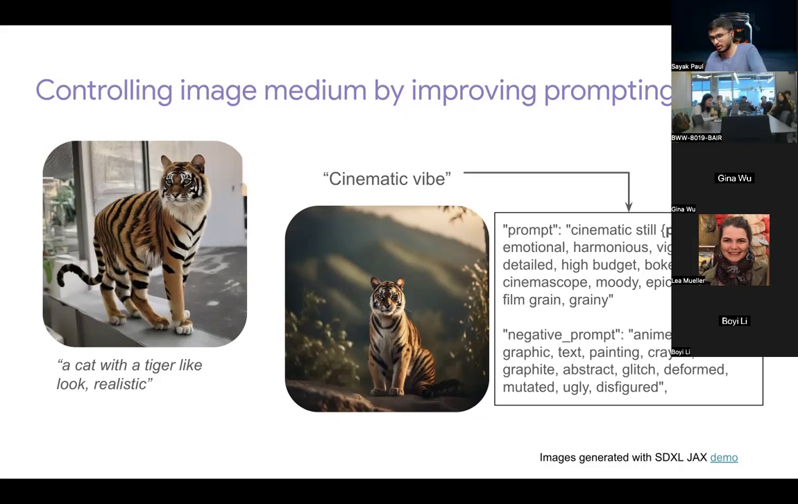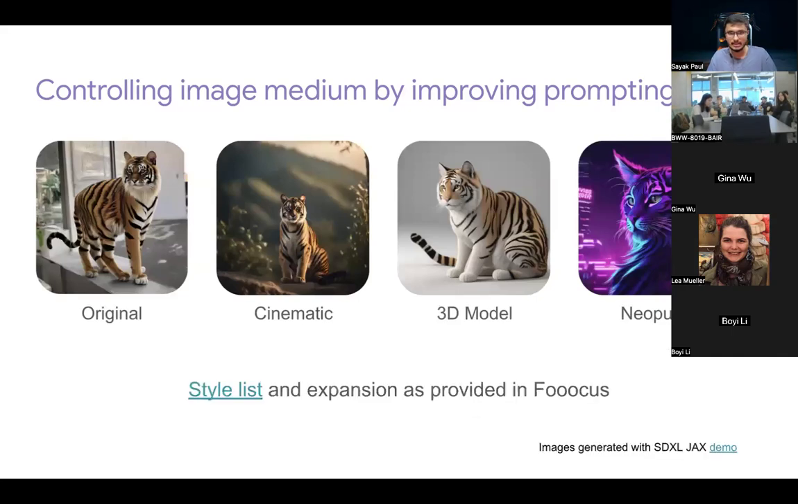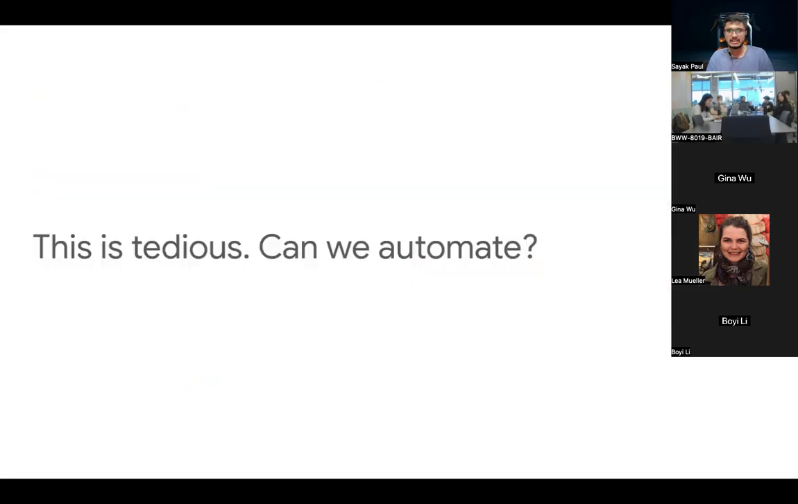All of these are templates borrowed from a work called Fooocus, from the ControlNet author, and you can do all sorts of stuff here. This was my original tiger-like cat, and then I have it rendered in different forms: cinematic, 3D model, neonpunk, and so on. These all follow a particular prompt template, and the expansion list is provided in Fooocus, which I think is pretty much a free lunch. So pretty cool. But this is tedious, of course, figuring out the exact keywords. We can't keep doing it.